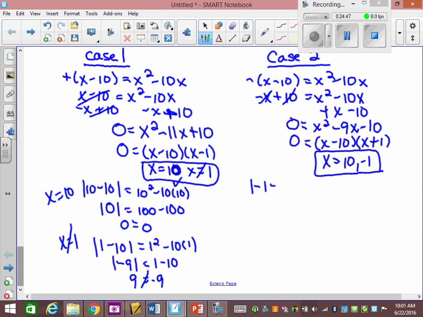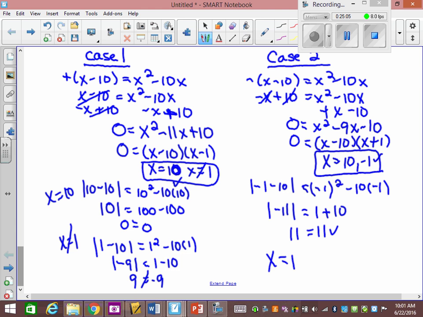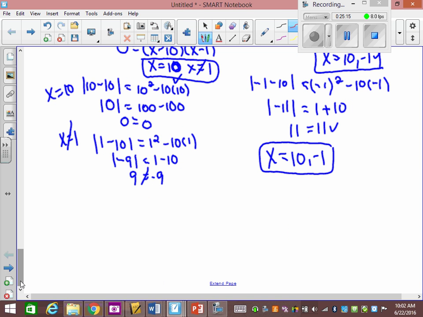Absolute value of -1 minus 10 equals -1 squared minus 10 times -1. Absolute value of -11 equals 1 plus 10. 11 equals 11. So that one's good too. So our answers are x equals 10 and -1. Okay? Then we did reciprocals.